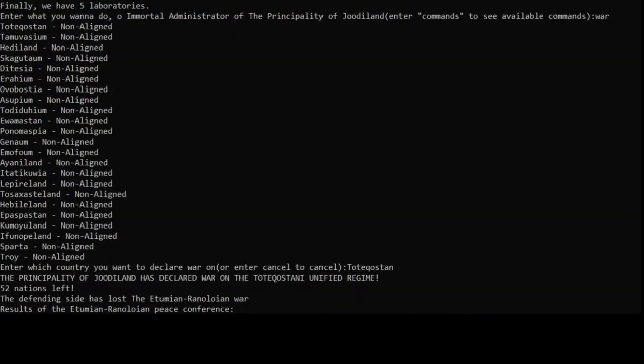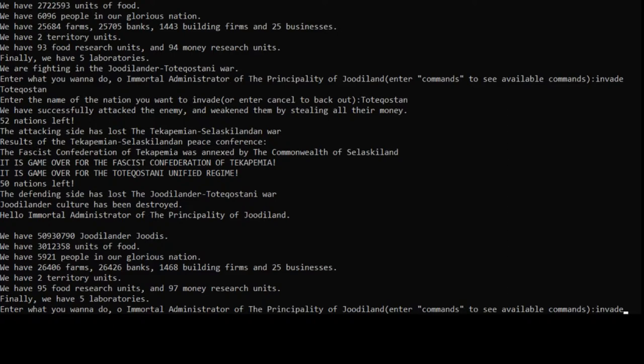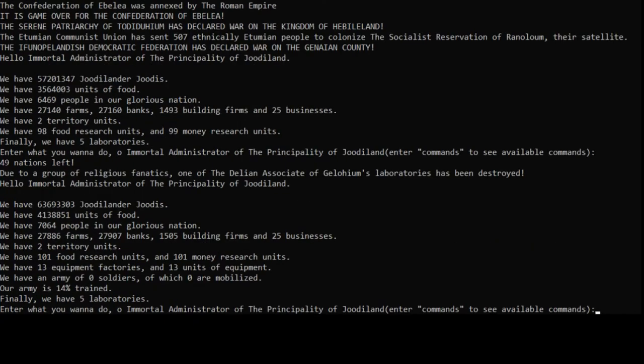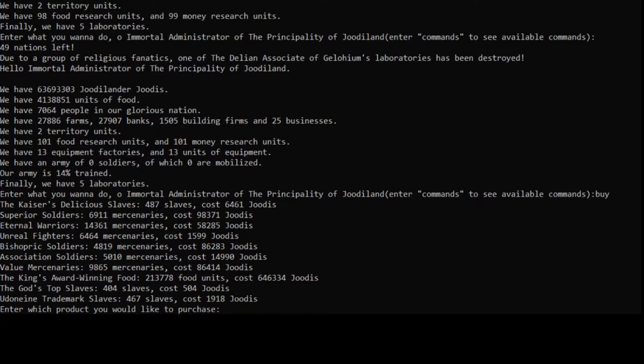Totekostan, invade those. Okay, invade. Okay, they just got destroyed again. Alright, so now we have one more turn. We got over 100 food and 100 research units. And as you can see, there are new things. There are equipment factories, equipment units, an army of 0 soldiers, of which 0 are mobilized, and our army is 14% trained. And now, we can buy mercenaries.